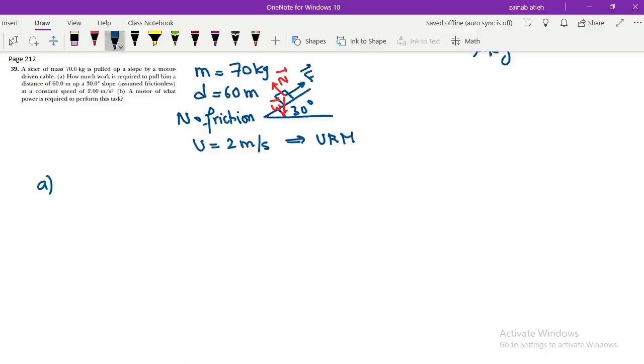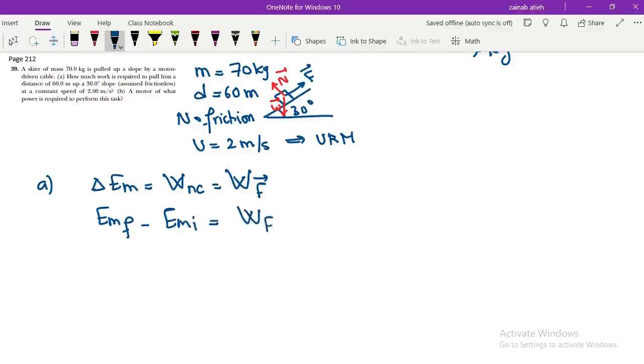I use the formula delta E mechanical equals the work of non-conservative forces, which is the work of F. I can find the work this way. This is an easier method. Why non-conservative work? Pulling, pushing, everything like this is giving energy to my system. It's not conserving the mechanical energy, it's giving energy to my system. So E mechanical final minus E mechanical initial is equal to the work of F.